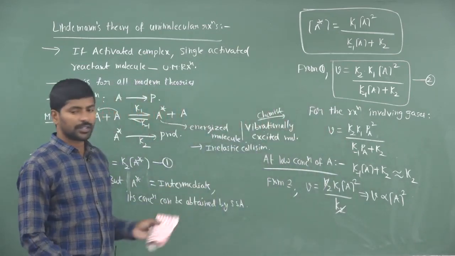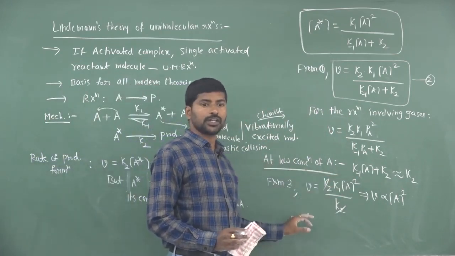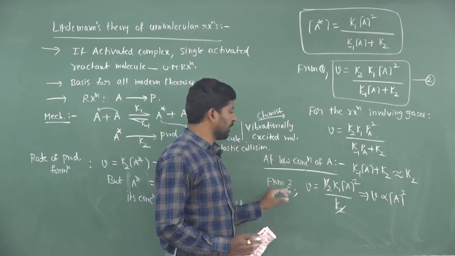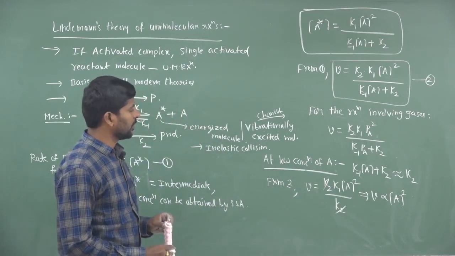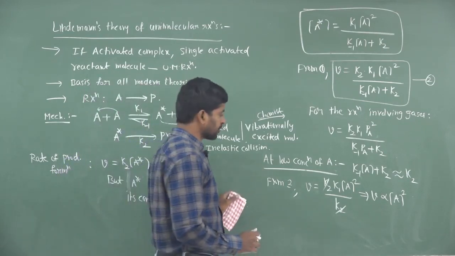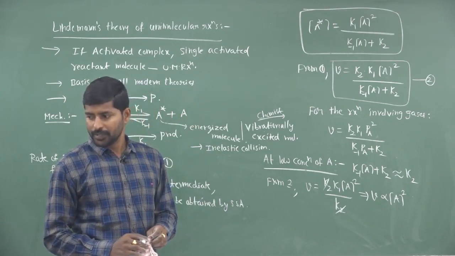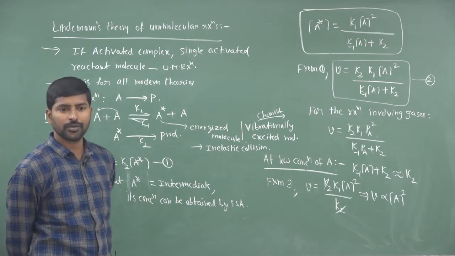So therefore, at low concentration of reactant, unimolecular reactions follow which order kinetics? Second order kinetics. Write that point. At low concentrations of reactant, unimolecular reactions follow second order kinetics.